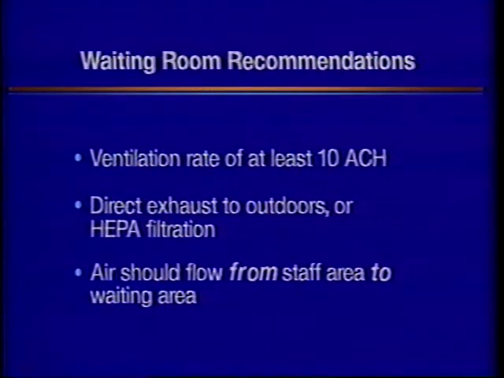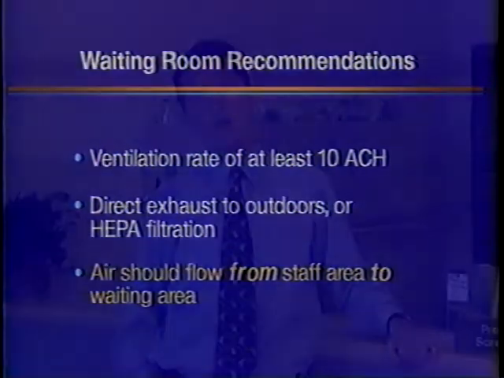We recommend that ventilation systems for waiting rooms and other high-risk congregate areas include the following characteristics: a minimum ventilation rate of 10 ACH, direct exhaust to the outdoors or HEPA filtration, and directional airflow from staff areas to waiting areas, especially where waiting areas are adjacent to reception desks. You should also check that occupied rooms adjacent to the waiting room are not under negative pressure.